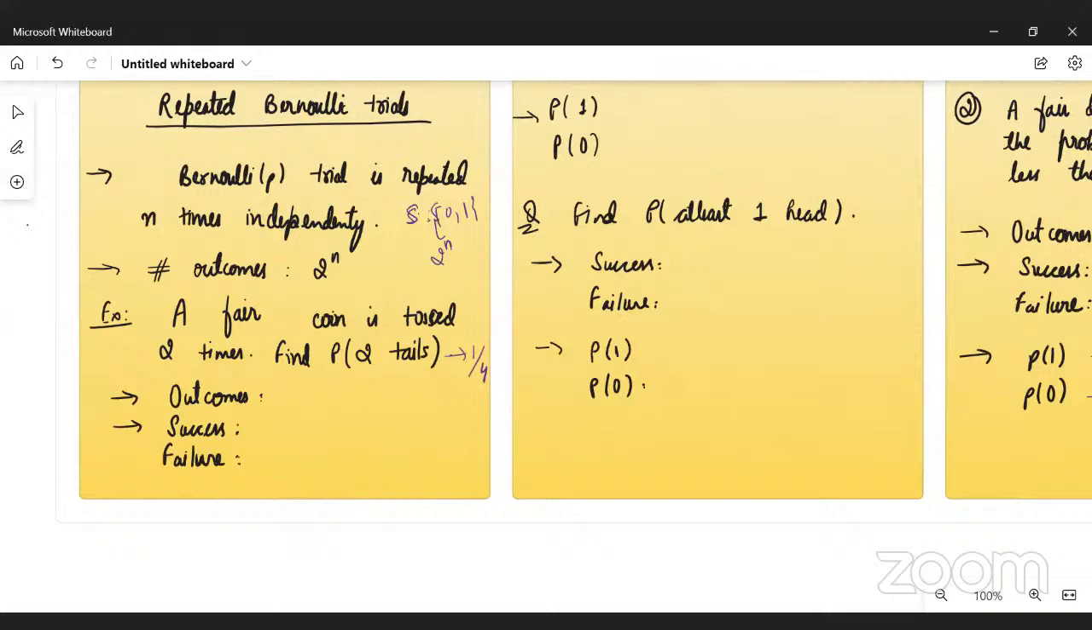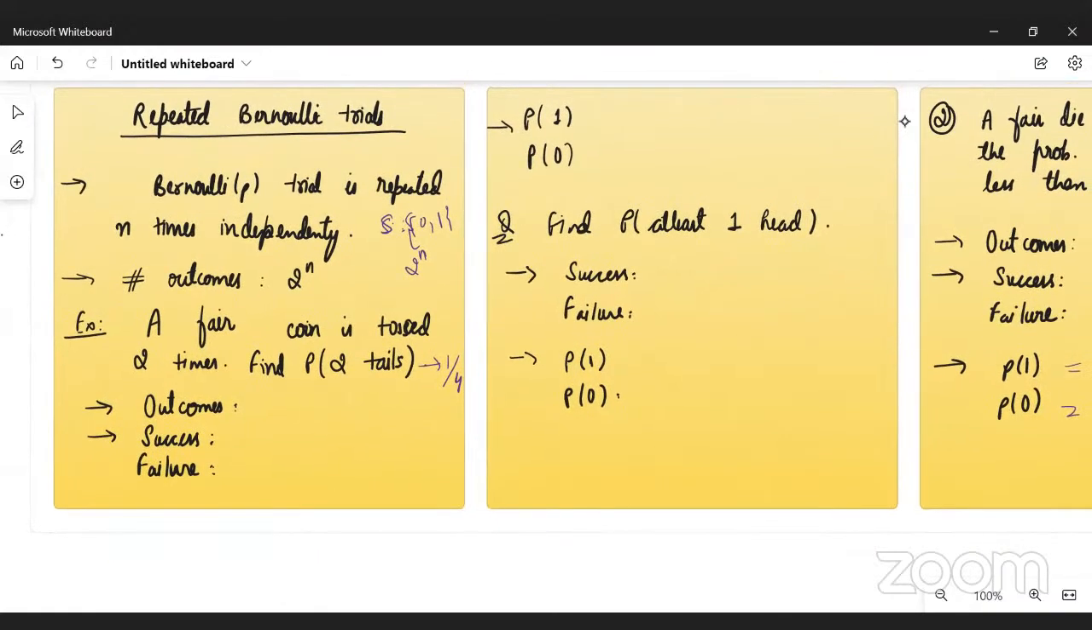So what is the probability of occurrence of at least one head? 3 by 4. Right? 3 by 4.